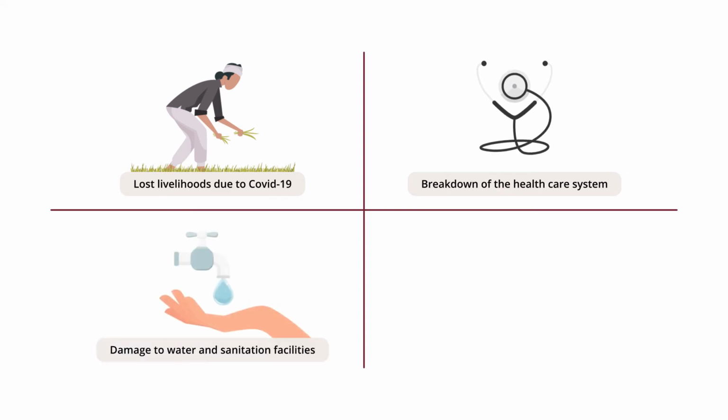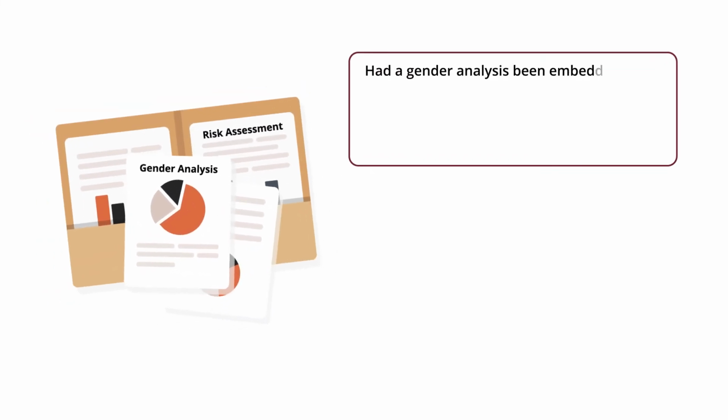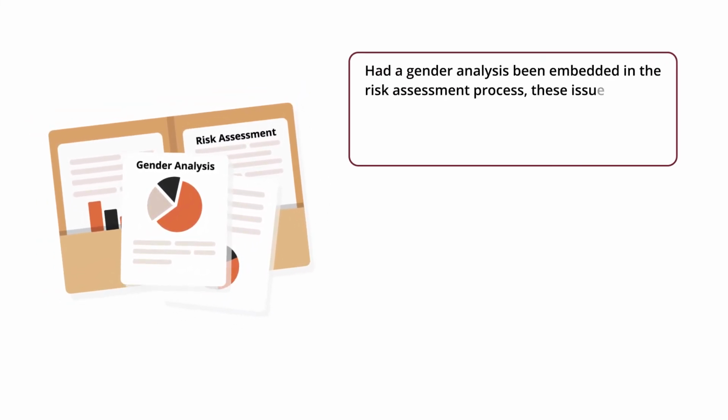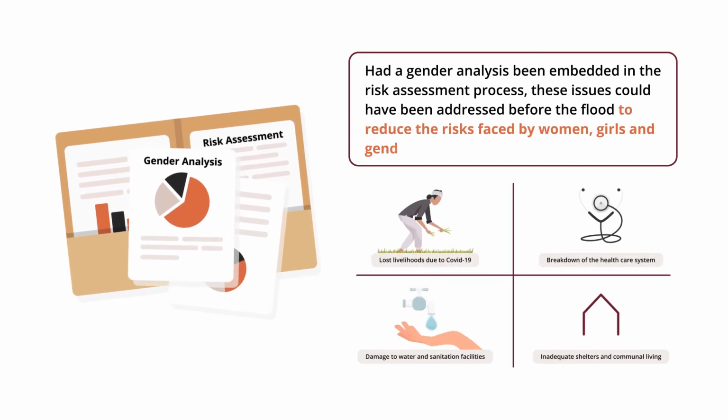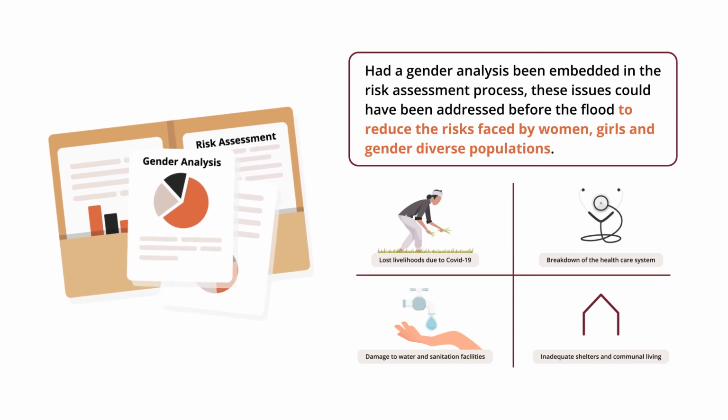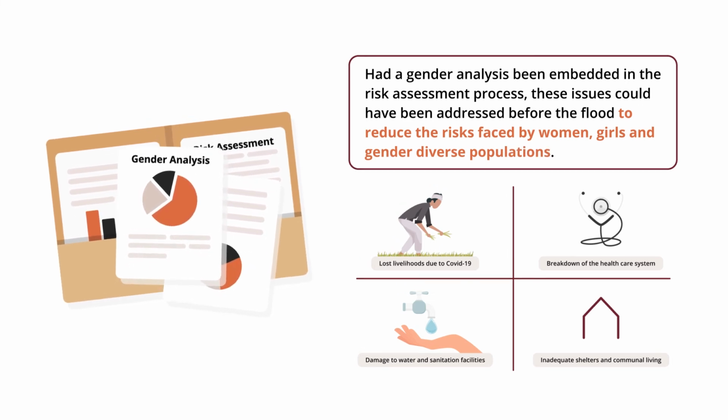The heavy damage sustained to water and sanitation facilities made women and girls, including trans women, vulnerable to diseases like urinary tract infections and reproductive tract infections. Inadequate shelters and communal living put particularly women and adolescent girls at further risk of violence. Had a gender analysis been embedded in the disaster risk assessment process, these issues could have been addressed before the flood to reduce the risks faced by women, girls and gender diverse populations.